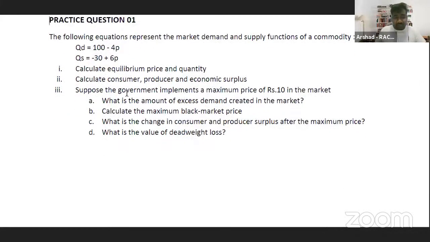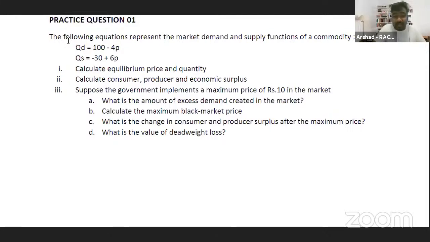Okay, so we start off with practice question number 1. The following equations represent market demand and supply. QD is 100 minus 4P, QS is minus 30 plus 6P.